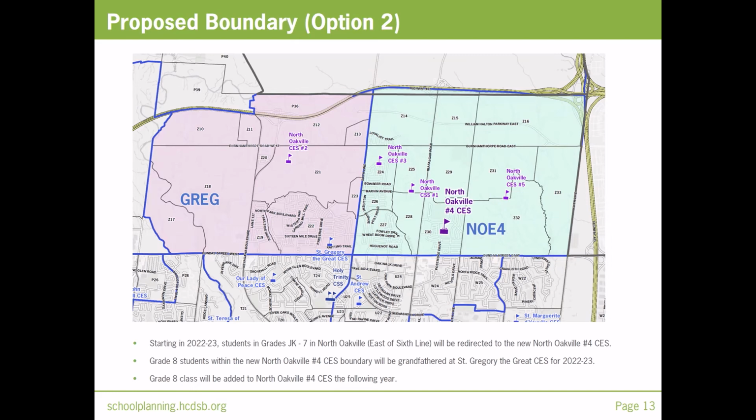In this option, starting in the 2022-23 school year, students in JK to grade 7 in North Oakville east of 6th line will be redirected to the new North Oakville No. 4 Catholic Elementary School, and students west of 6th line will continue to attend St. Gregory the Great Catholic Elementary School.